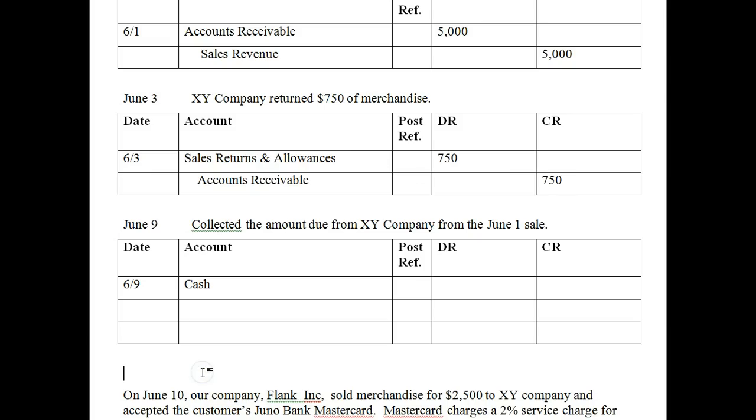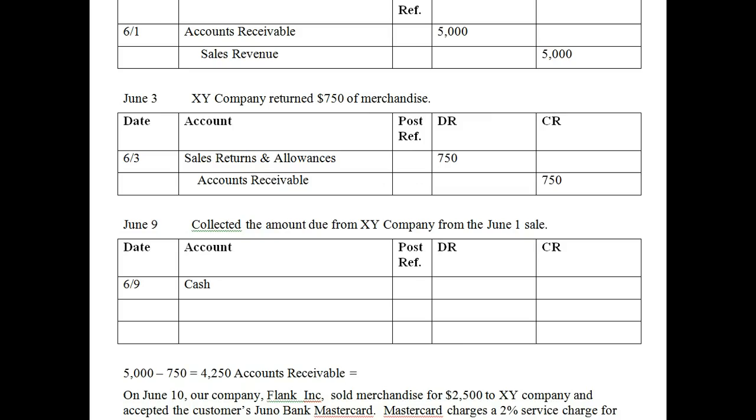Well, remember our client purchased 5,000. We do not give the discount on the full 5,000 because our customer returned 750. So at the moment, our accounts receivable is only 4,250 for this client. That's the amount that they would get the discount on.